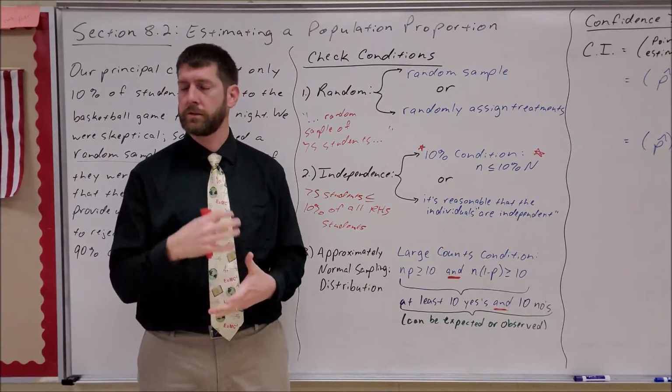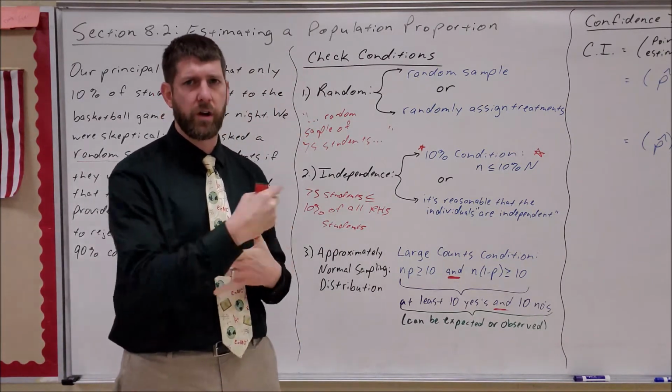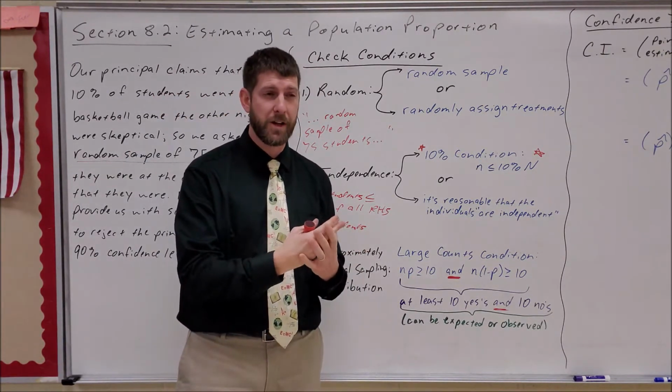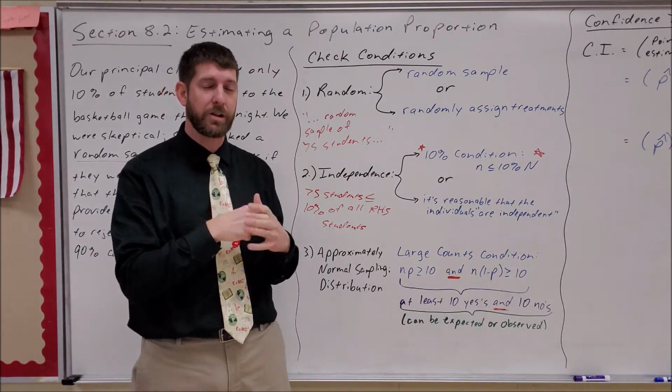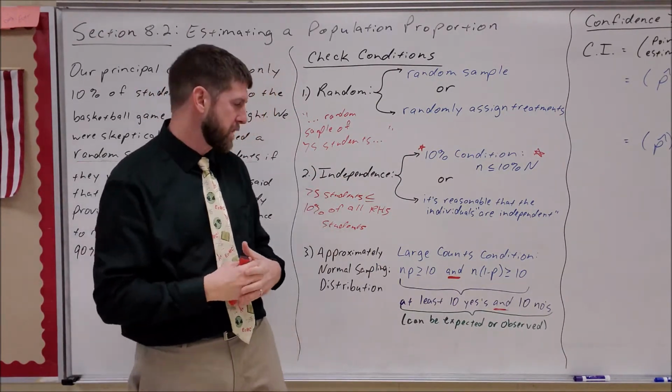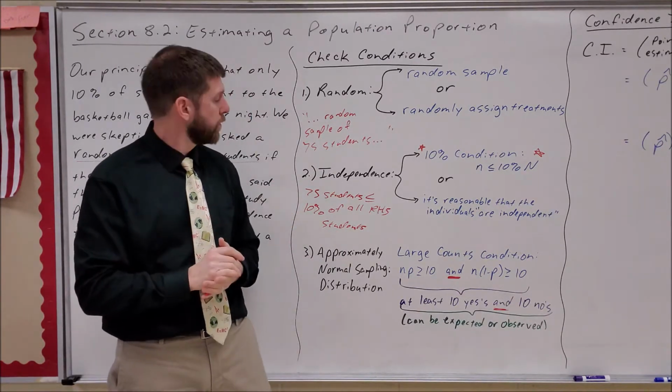If we failed the large counts condition, we would find some other strategy to do these approximations, probably just falling back on binomial distributions or something like that. But we're going to try to design our studies right now to meet this large counts condition. And the condition hasn't changed.